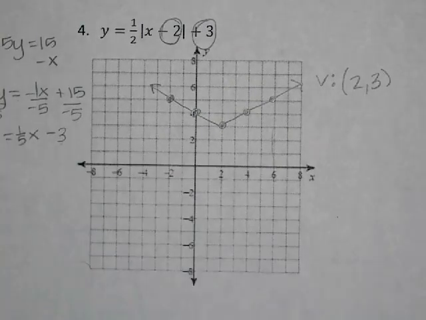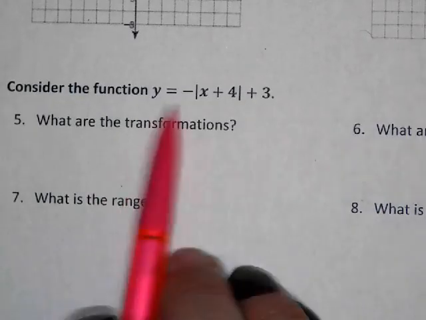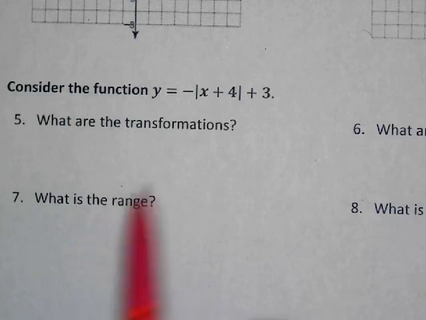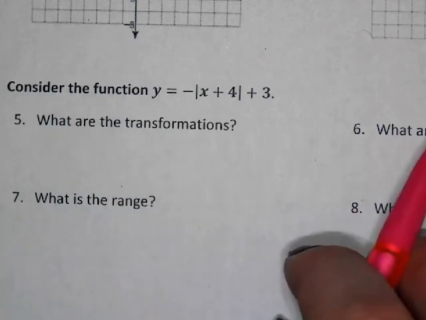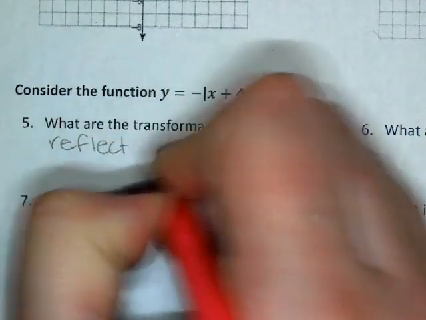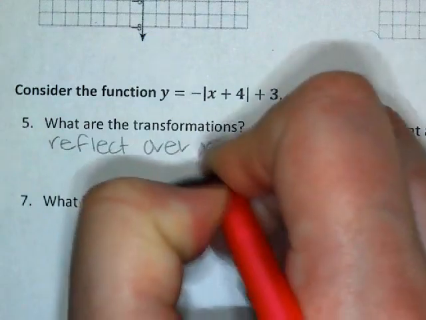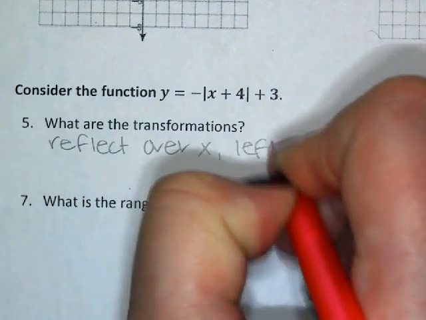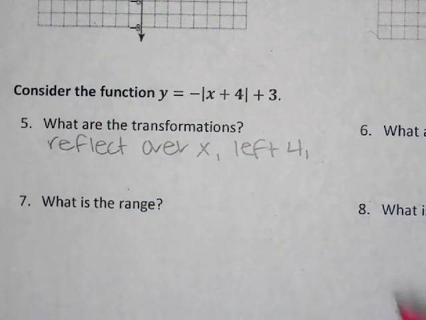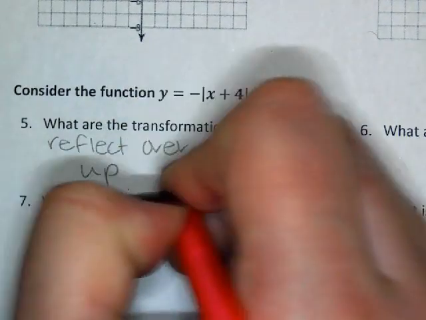All right. Let's look at number 5. So for this one, what transformations do you guys see? Okay, reflect over X. Left 4. And what's the last one? Up 3. Okay.